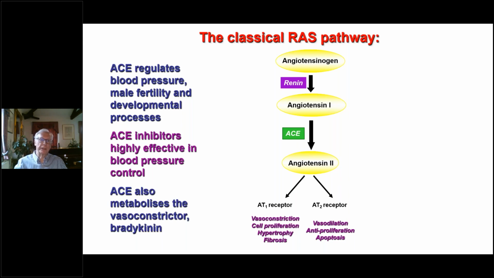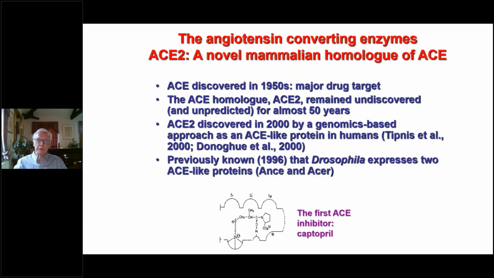Separately, the testicular form of ACE regulates male fertility, and ACE has other roles as well. And as you will appreciate, ACE inhibitors have been very effective in blood pressure control. But ACE also metabolizes other peptides, most notably bradykinin. So where does ACE2 come into this? ACE, as you will have seen, was discovered in the mid-1950s, and since that time has been a major drug target. However, the homologue ACE2, as it became known, remained undiscovered and pretty much unpredicted for almost 50 years.